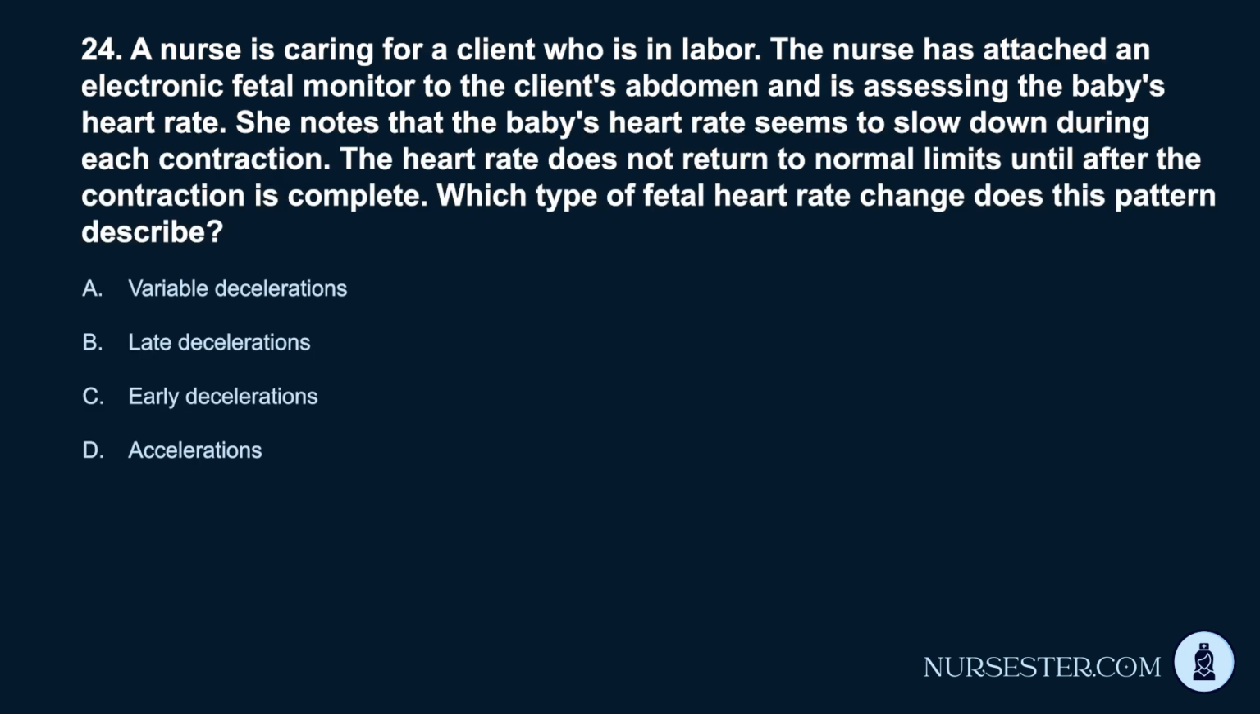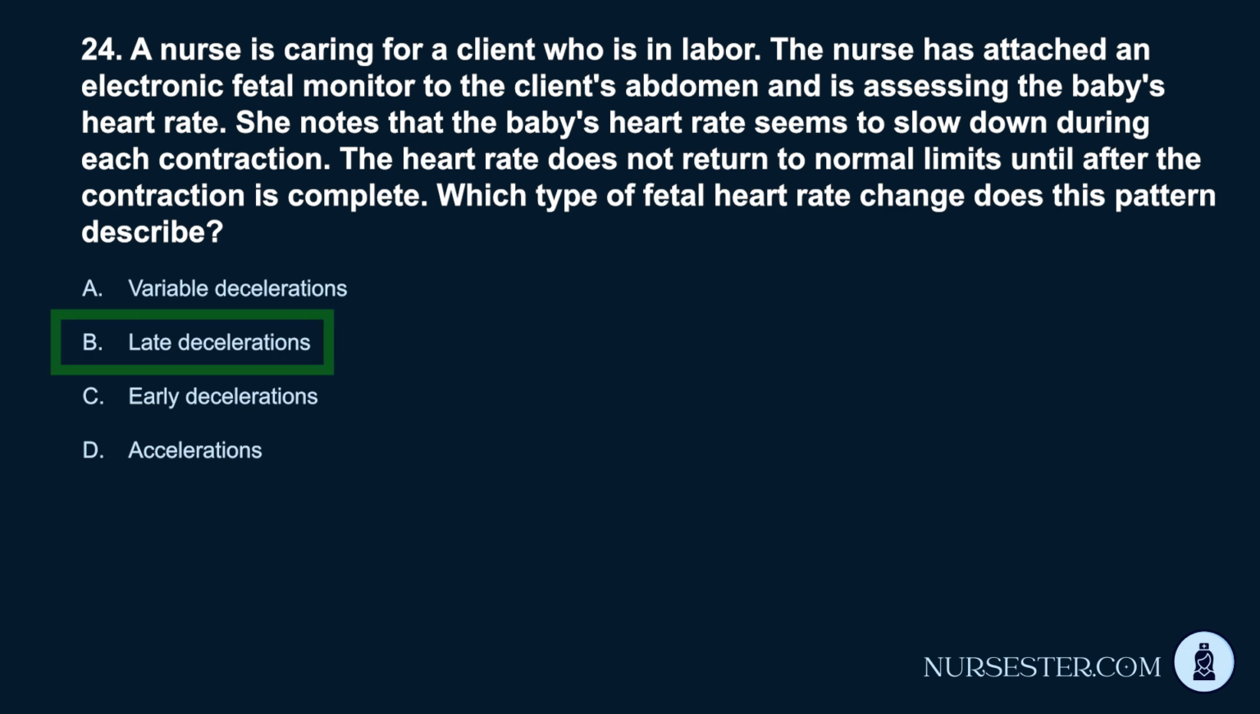24. A nurse is caring for a client who is in labor. The nurse has attached an electronic fetal monitor to the client's abdomen and is assessing the baby's heart rate. She notes that the baby's heart rate seems to slow down during each contraction. The heart rate does not return to normal limits until after the contraction is complete. Which type of fetal heart rate change does this pattern describe? A. Variable decelerations. B. Late decelerations. C. Early decelerations. D. Accelerations.